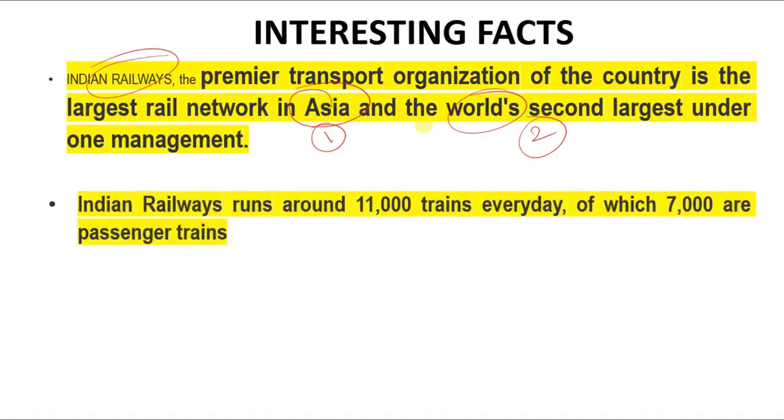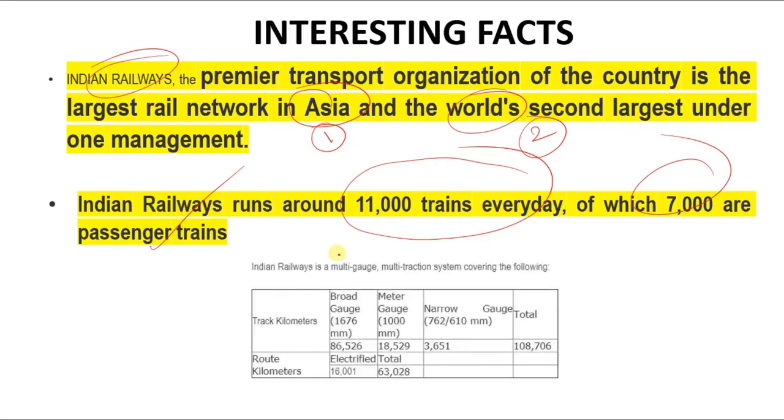Another point is that Indian Railways runs around 11,000 trains every day, out of which 7,000 are passenger trains. So you can imagine how much traffic the Indian Railways is transporting from one place to another on a daily basis. So these were certain important facts. Indian Railway is a multi-gauge, multi-traction system which covers the following sections: broad gauge, meter gauge, and narrow gauge, and these are the routes in kilometers which are given over here.